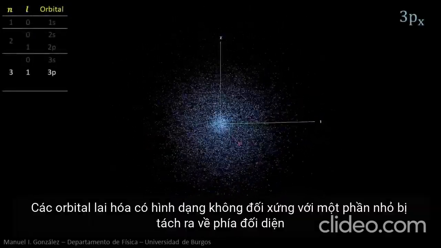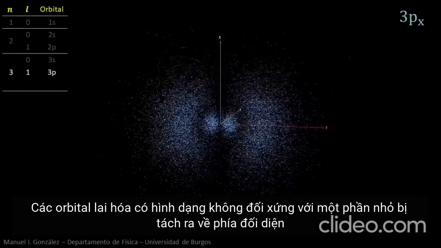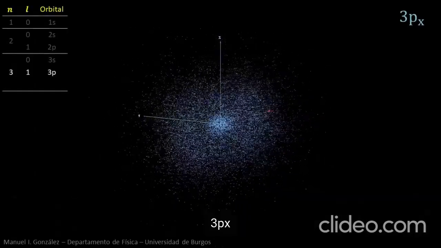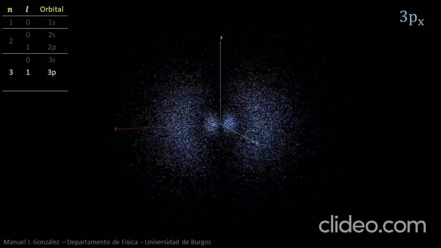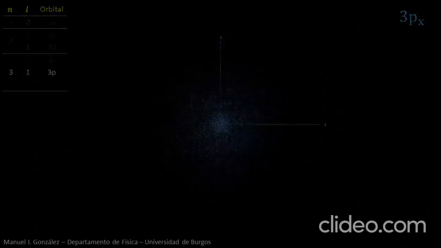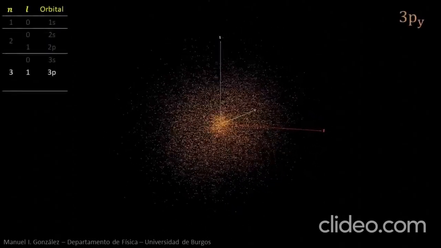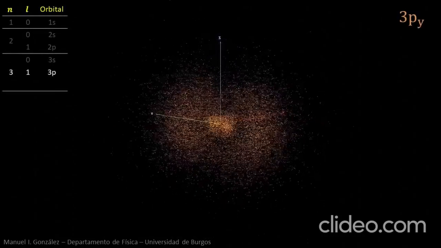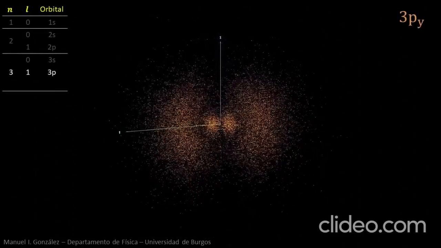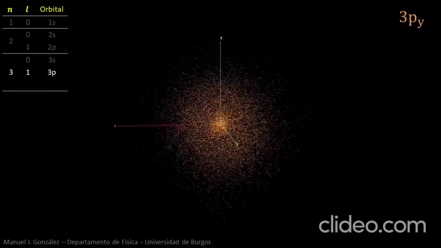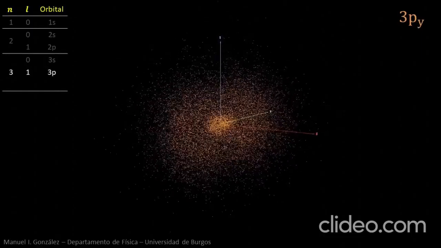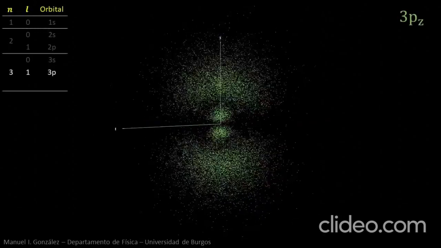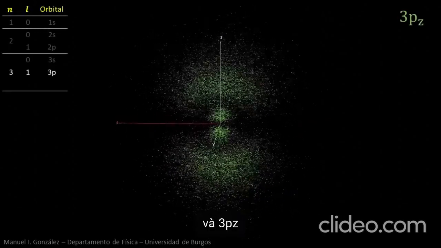Just as 2p orbitals, 3p ones have dumbbell shape, but with a radial node splitting each lobe. This is 3px. This is 3py. And 3pz.